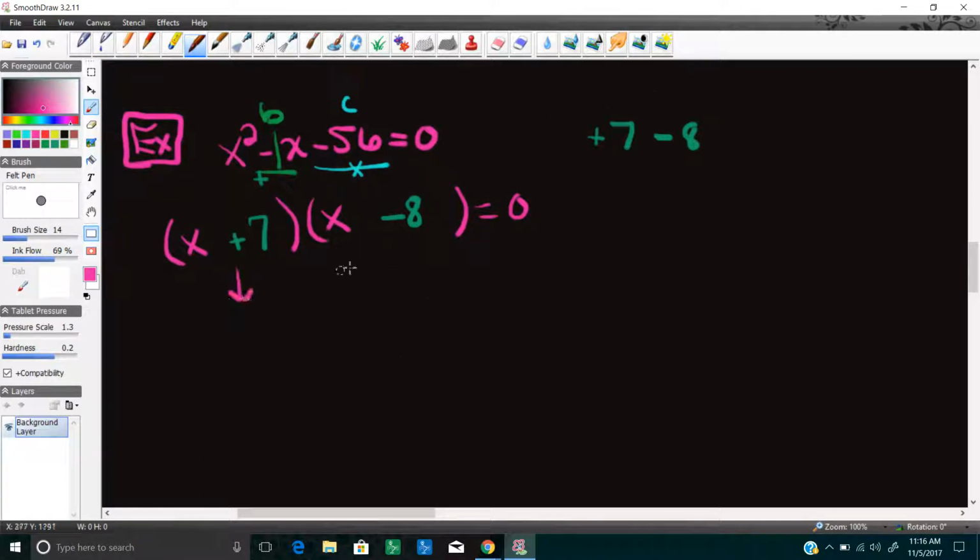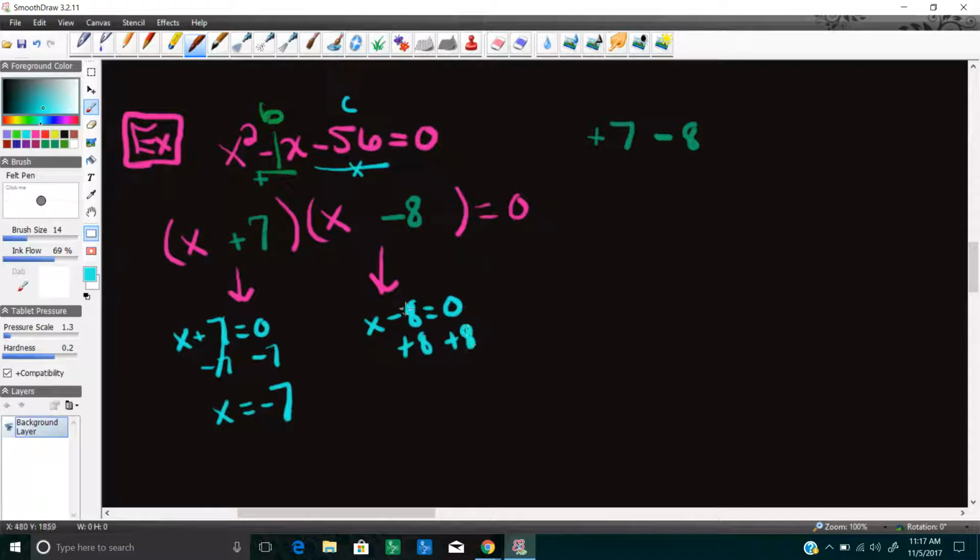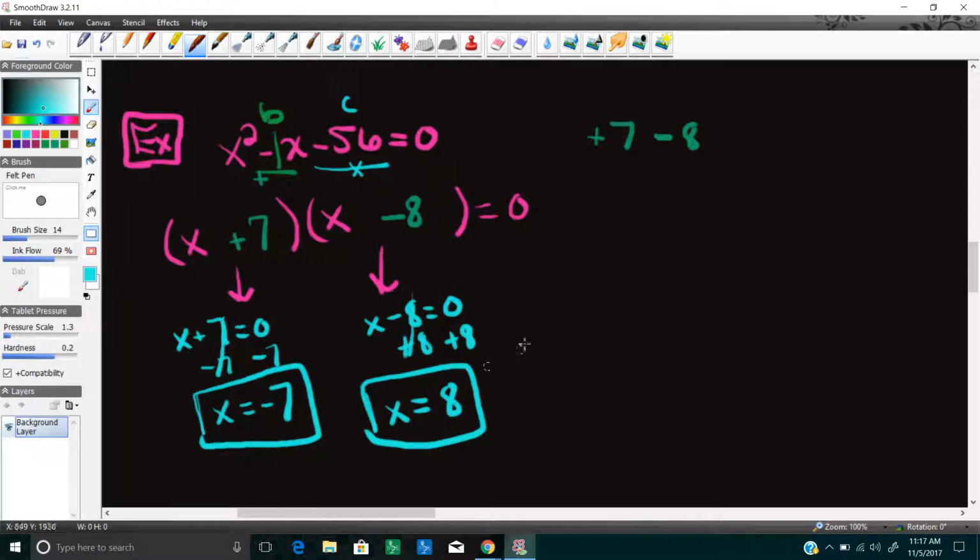Okay. Then I solve. So just like before, x plus 7 equals 0. X minus 8 is equal to 0. Subtract 7 from both sides on this equation. So x comes out to negative 7. In this case, add 8 to both sides. So x comes out to positive 8. Okay. So my solutions for this one are x equals negative 7 and x equals positive 8. So again, if you want to do that solution set way, negative 7, 8, curly brace. Okay. And that's it.